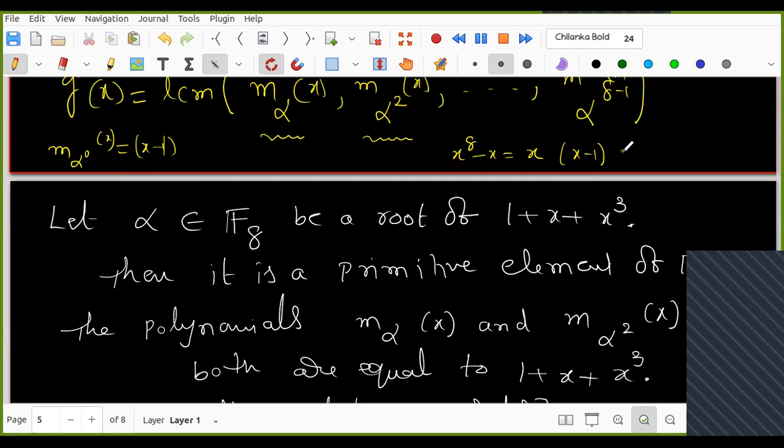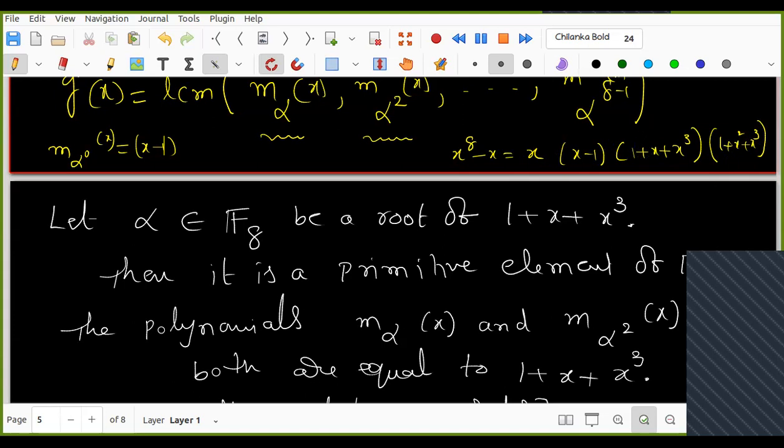What are the other polynomials which are factors of this polynomial? That is 1 plus x plus x cube, correct? Other polynomial: 1 plus x square plus x cube. Do you remember this? These are irreducible. Why are they irreducible? 0 is not a root, 1 is not a root. So x power 8 minus x I can divide like this.